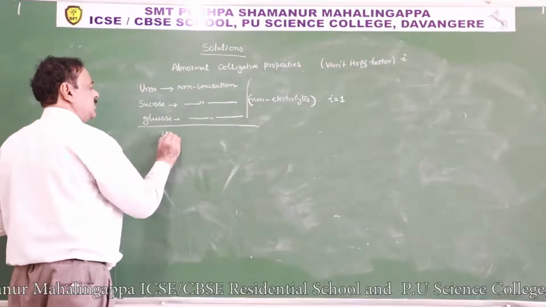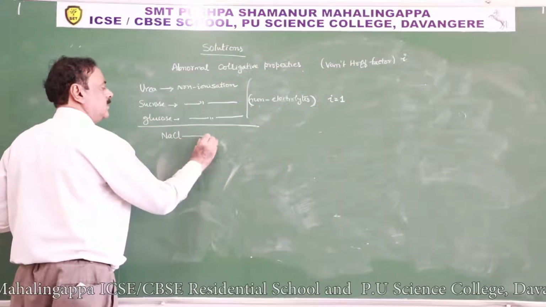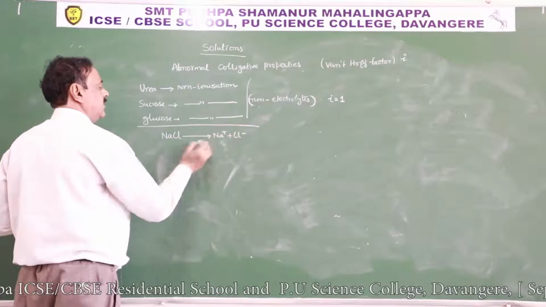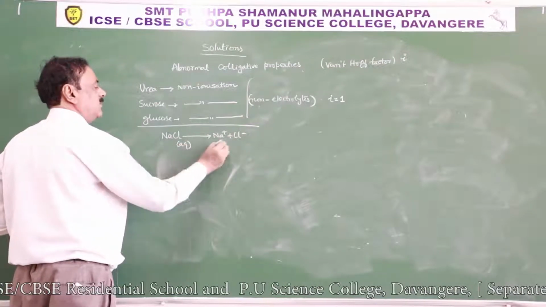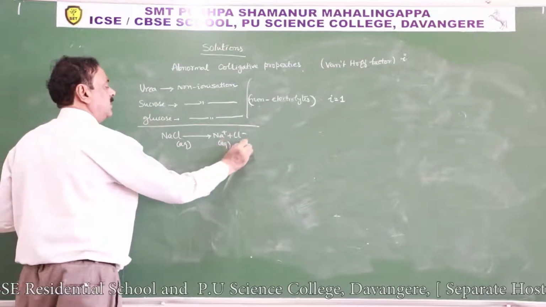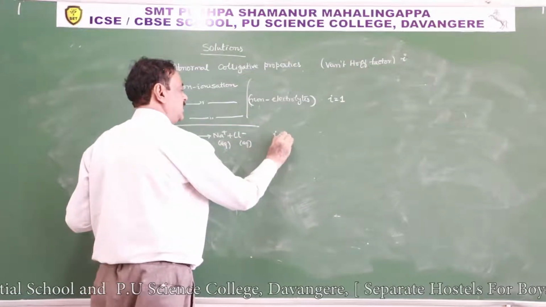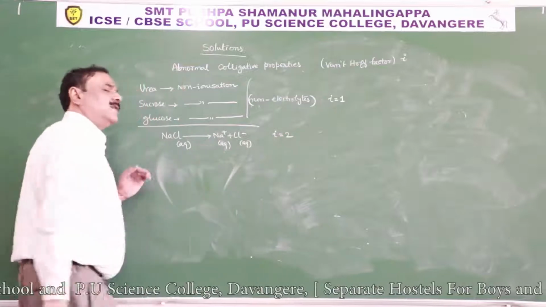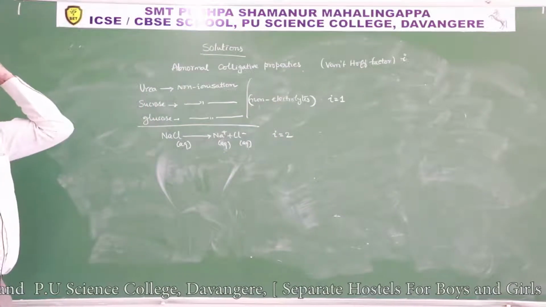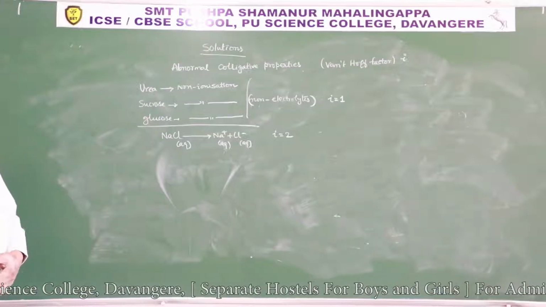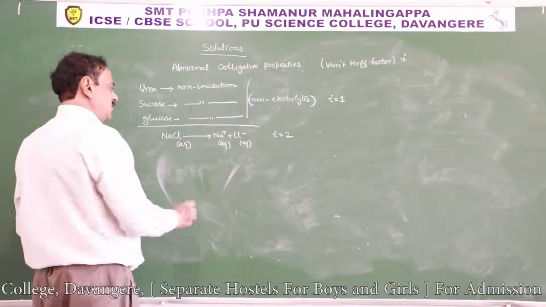Sodium chloride undergoes ionization into Na plus and Cl minus in aqueous medium. Here the I factor depends upon the number of particles, so I is equal to 2, because you know that colligative properties depend upon the number of particles present in the solution. I is equal to 2.